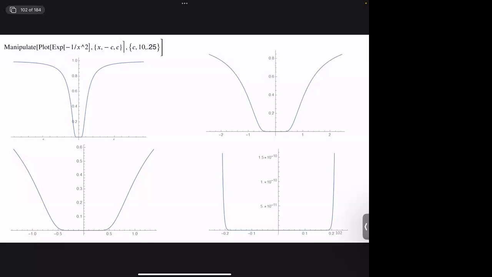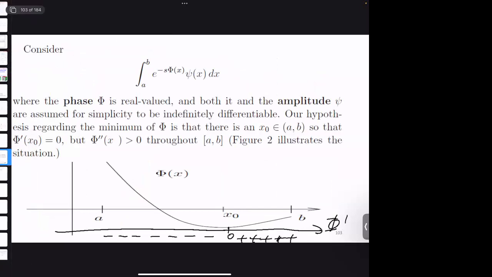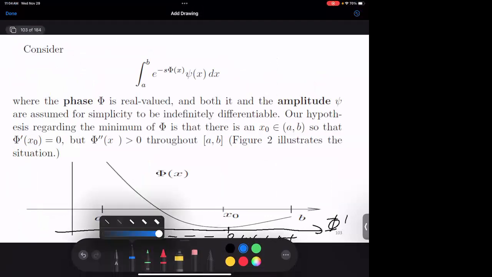So one of the big things we need to deal with is how well can we approximate something and what are going to be the issues as we do these approximations. We are going to want to look at integrals of the following form: e to the negative s times phi of x times c of x dx. So phi is going to be real valued. S is going to be a real number, and so let me put that in here: s greater than 0.